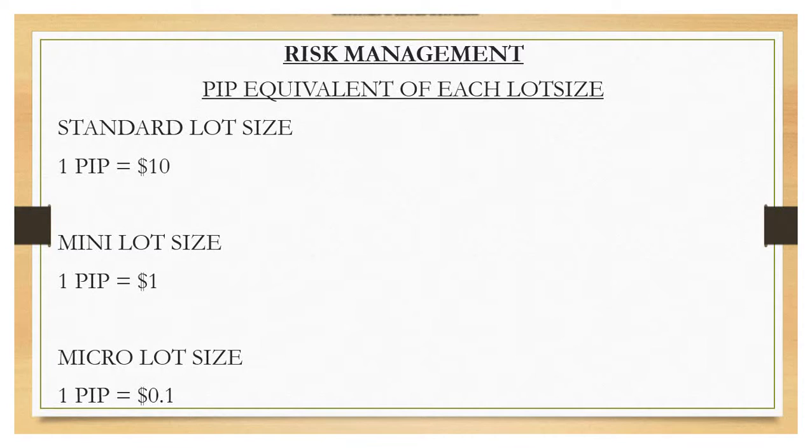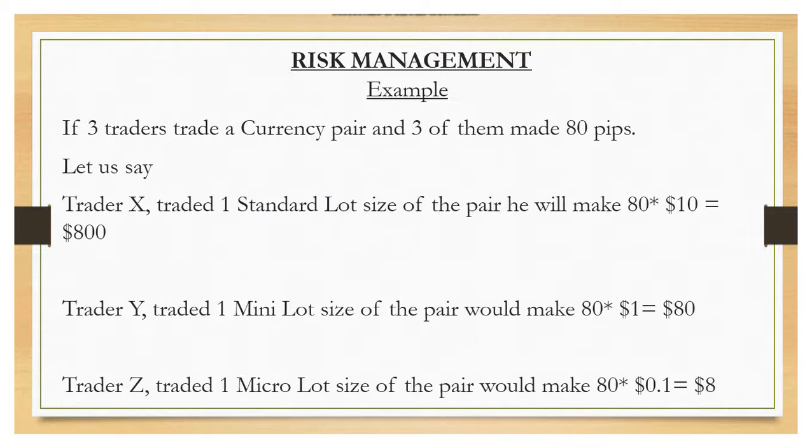Pip equivalent of each lot size. Now standard lot size, one pip is $10. Mini lot size, one pip is $1. Micro lot size, one pip is $0.1.